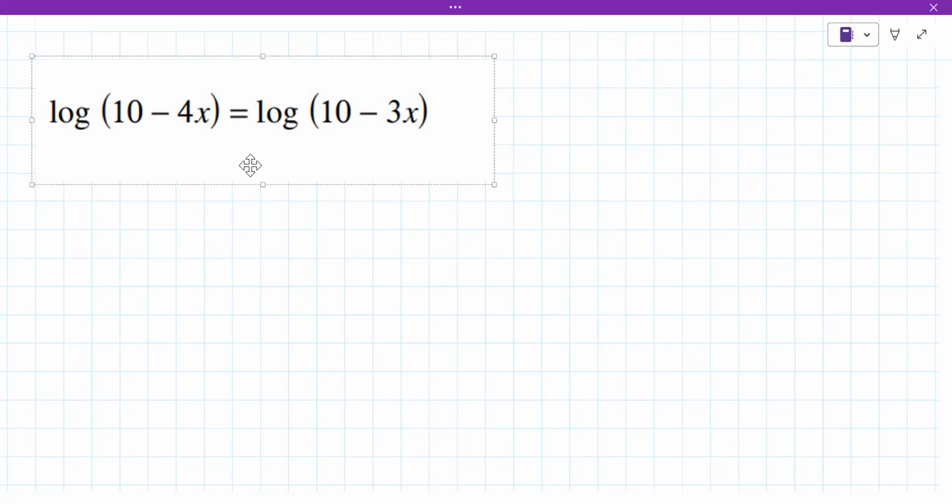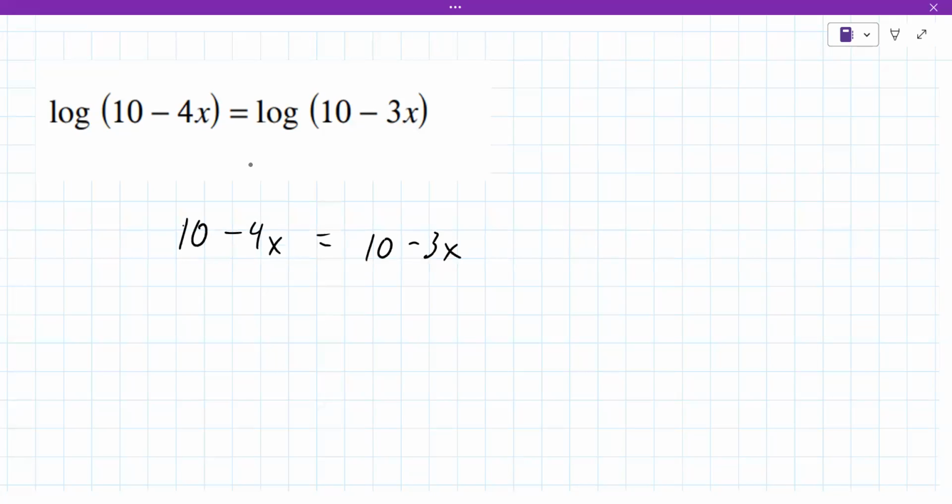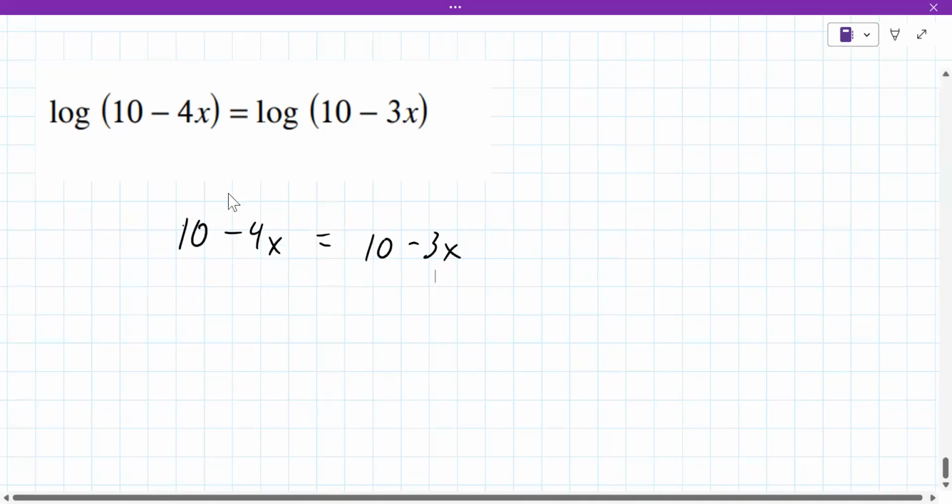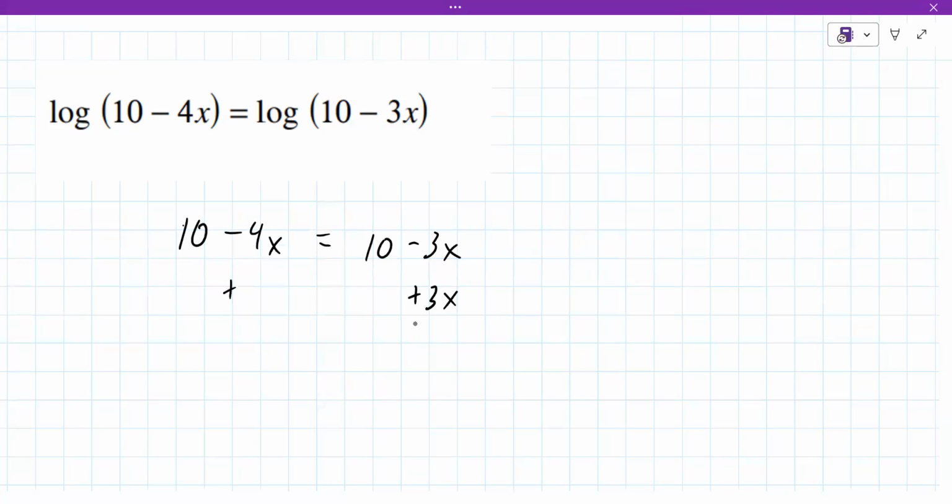Yeah, you're right. This one is difficult. It can be done. You have to set the inside parts equal. Tell me what you're doing first to solve this. I think I'll add 3x to the negative 4x. That's fine. So what does it become? It becomes negative x. So negative x equals 10.